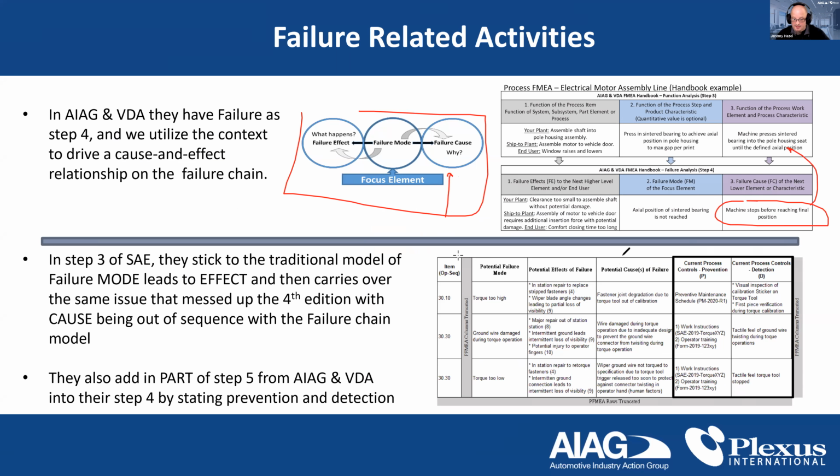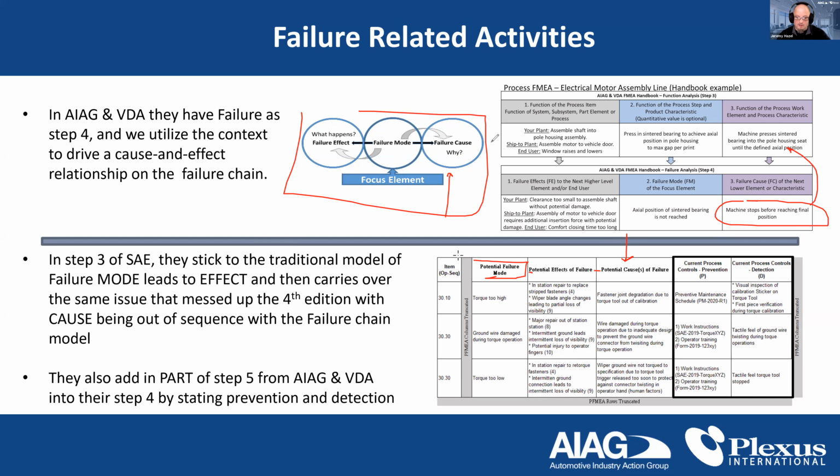Now, could that be the case in SAE? Absolutely. But because the structural analysis isn't separated from function, sometimes it is more difficult to tease out those structural elements that can fail. And in SAE, they kept the same mode to effect and cause structure that in 4th edition led to sometimes a less than optimal event.